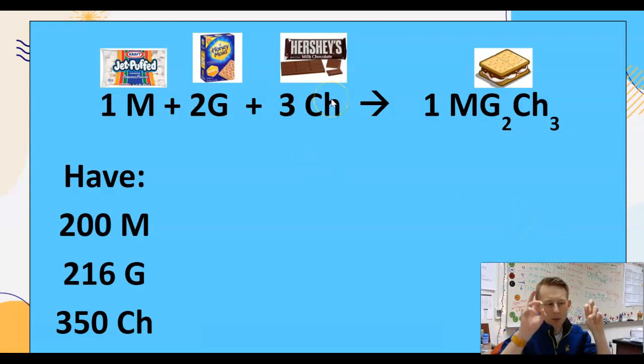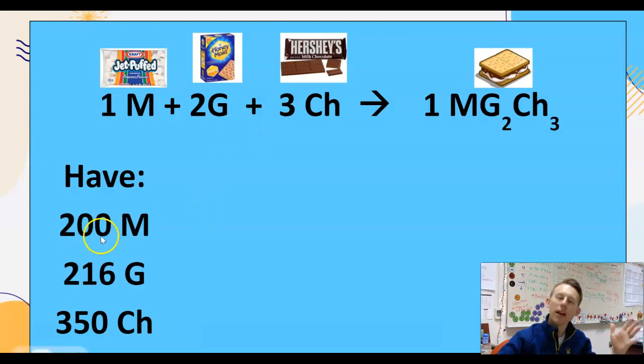This was the, quote, reaction for the activity, where you had one marshmallow and 2 graham cracker squares and 3 little pieces of chocolate. That makes one s'more, right? And then the chemical formula for the s'more would just be those things put together.